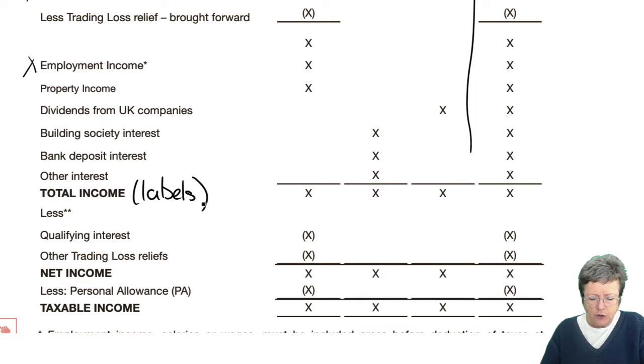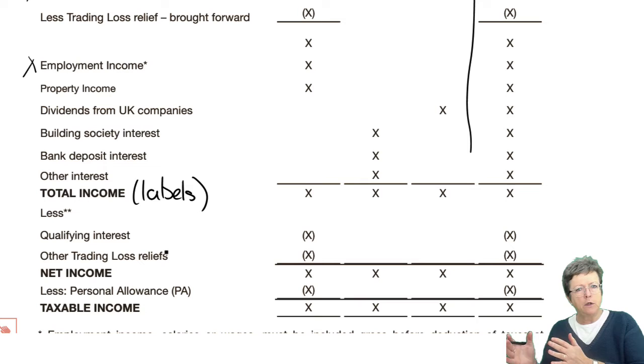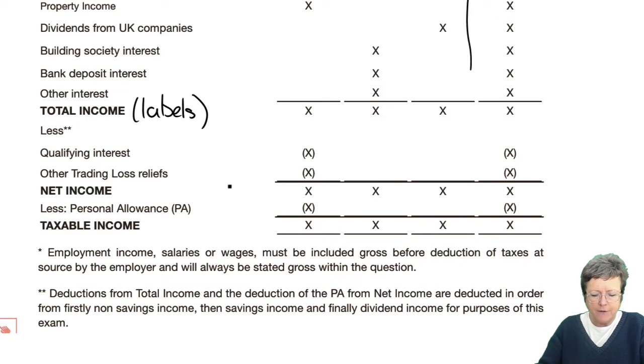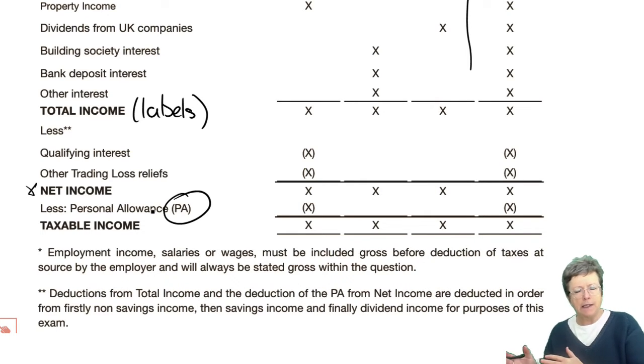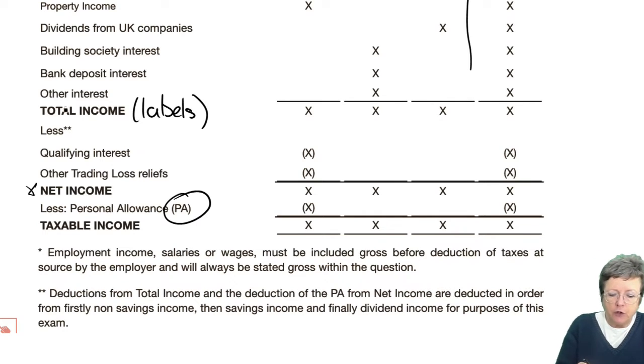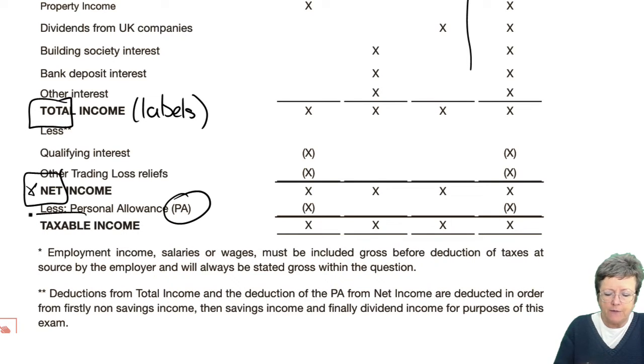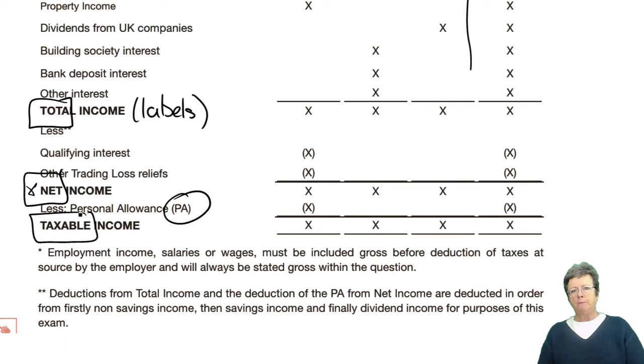Then you can deduct qualifying interest and other trade loss reliefs. More of that will come as we go through the course. That then gives us what's known as net income. Then everybody gets a personal allowance. I'll deal with that again later in the chapter, which will give you your taxable income. So you've got your total income, which is everything, net income after reliefs, and then what is taxable after the personal allowance. Make sure you get those labels and underline everything, finish it off nice and neat.